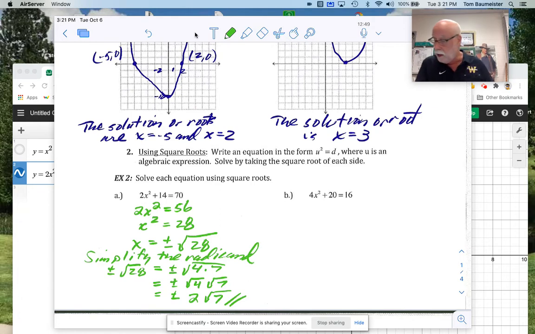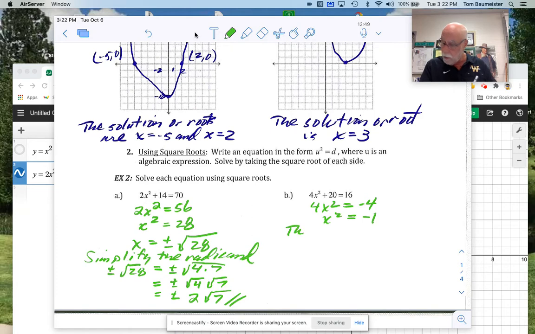All right, let's try this second one here by doing the same thing. So I'm going to have 4x squared, and then I'm going to subtract 20 from 16, which will give me negative 4. So again, I'm going to divide through by 4, and I'll get that x squared is equal to negative 1. So think to yourself, is there any time that you can take a number times itself and get a negative number out? And you would say no.